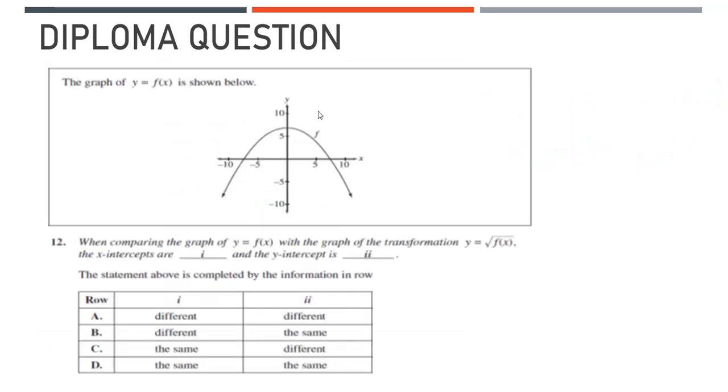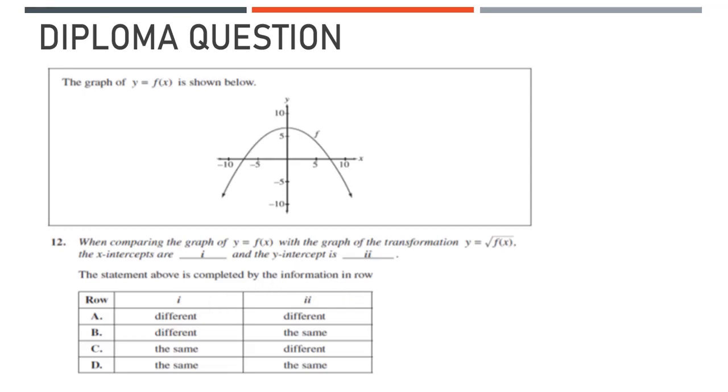Let's take a look at another diploma question. The graph of y equals f of x is shown below. When comparing the graph of y equals f of x with the graph of the transformation y equals square root of f of x, the x-intercepts are blank and the y-intercept is blank. The statement above is completed by the following information. Either they're the same or they're different.